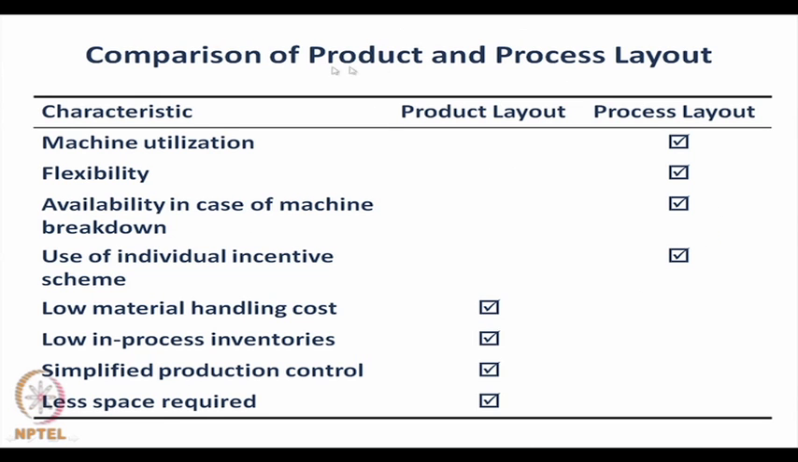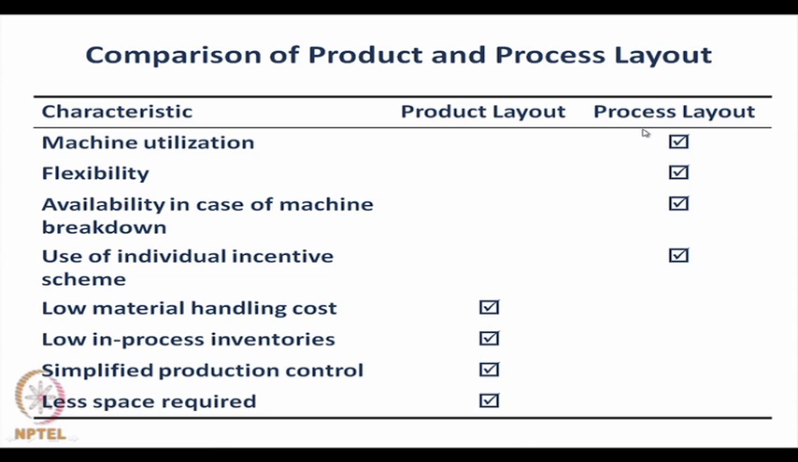Now, we can compare between the product layout and process layout. These two are predominantly the layouts that are used in practice. In a product layout, the material handling cost is low, in-process inventory is low, production control is simplified and less space is required.